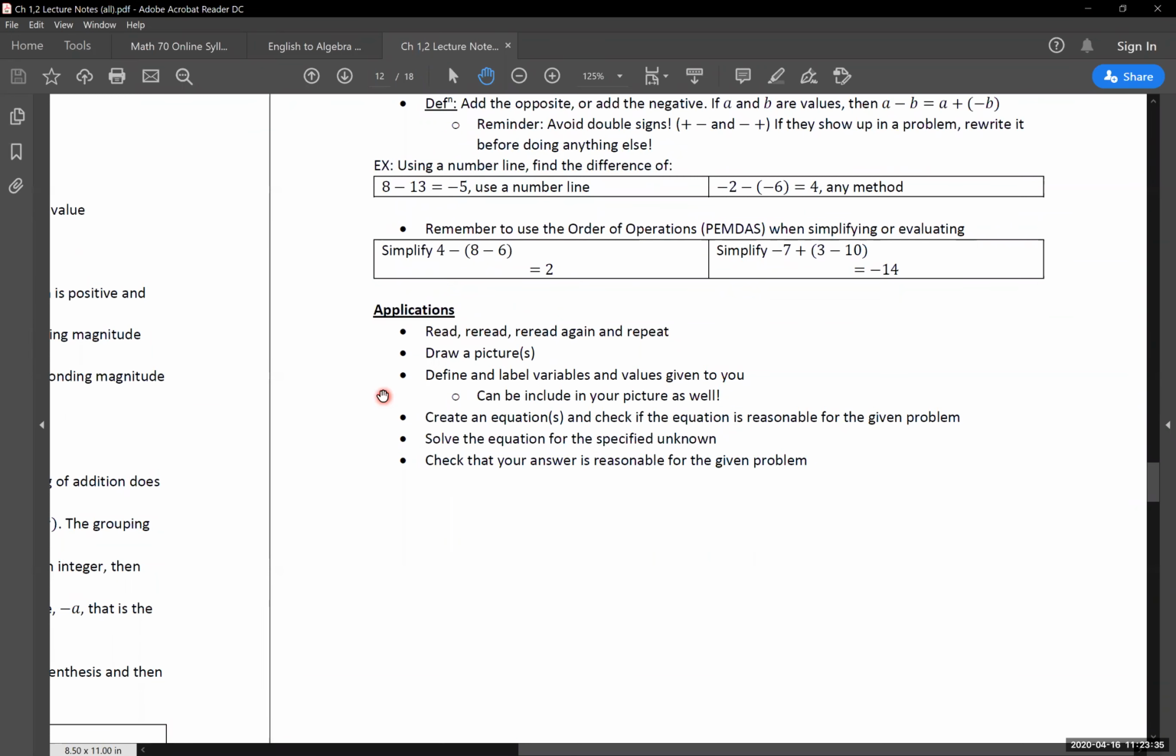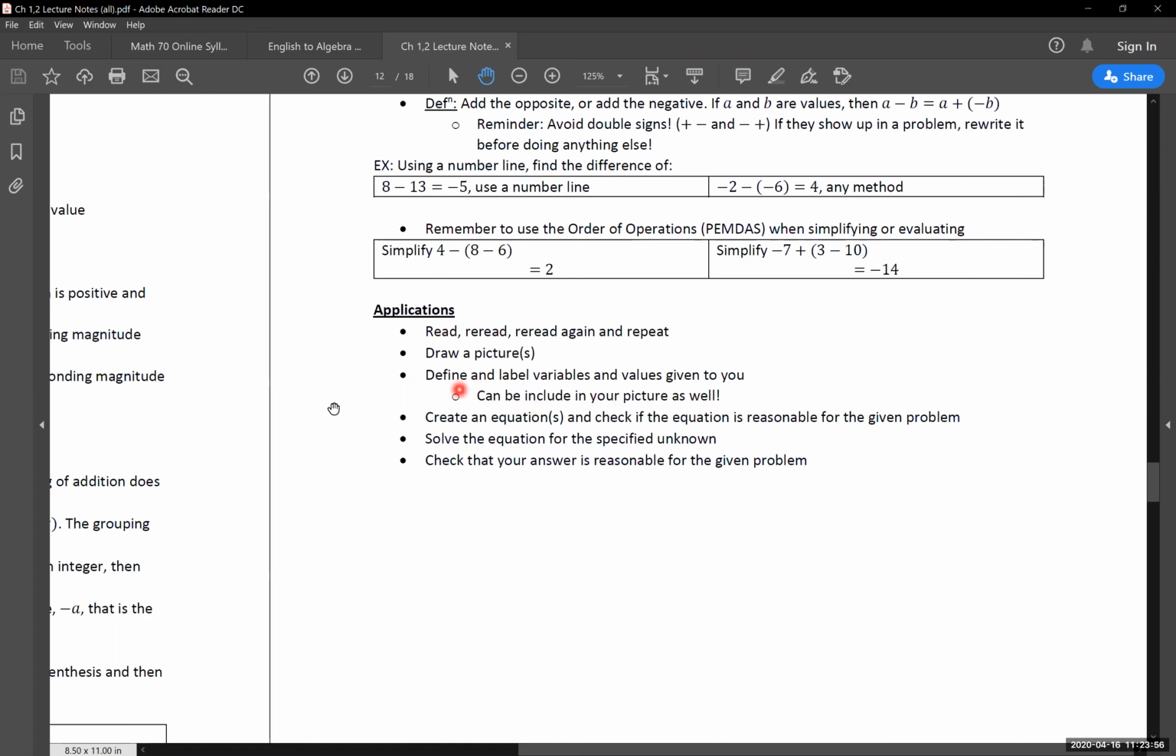Define and label variables and values as they've been given to you. Maybe that includes crossing them out from the problem if it's useless information. Maybe that means, okay, I've drawn a picture of this thing, and now I'm going to put that information somewhere in my picture, labeling that thing. It goes a really long way with keeping our work organized.